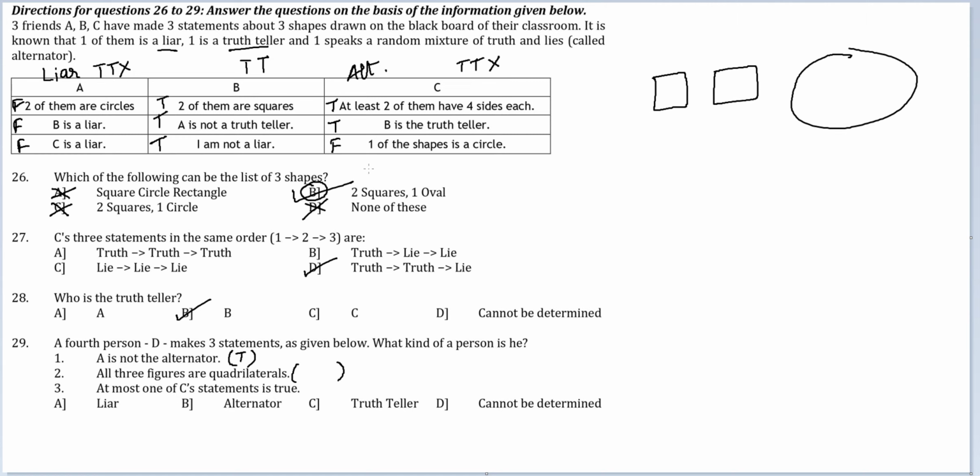At most one of C's statements is true. No. Two of C's statements are true. So this is definitely false. So for D, the first statement is true, the last statement is false, the middle statement we don't know. But because he has made statements of differing nature, true and false both, the kind of person that D will be is necessarily an alternator. The answer to the last question will be option B, alternator.